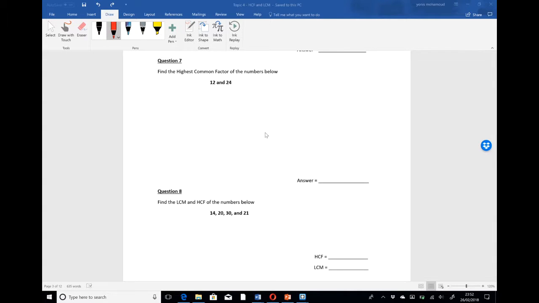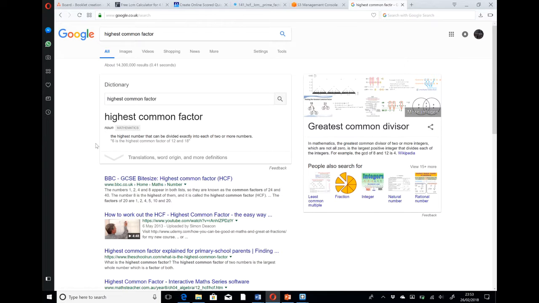Okay, so let's go to question number 7. Question number 7 is asking us to find the highest common factor of the numbers below. So we've got 12 and 24. Let's find out what the term highest common factor means. Let's go to the internet and see what it comes back with. And it says the highest number that can be divided exactly into each of two or more numbers.